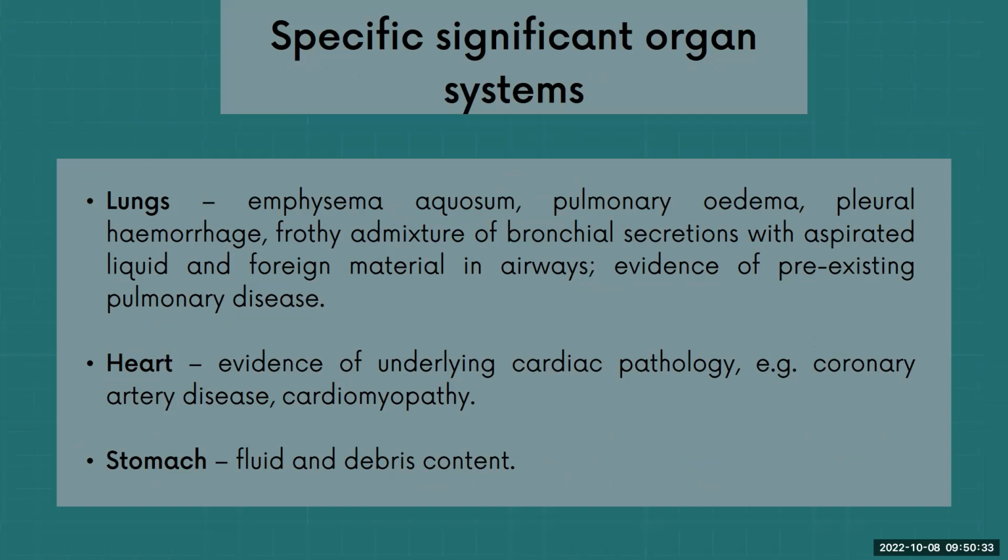So this is the primary yung tinitingnan po lagi sa autopsy, specific significant organ systems. Lungs: emphysema aquosum, pulmonary edema, pleural hemorrhage, frothy admixture of bronchial secretions with aspirated liquid and foreign material in airways, evidence of pre-existing pulmonary disease. Sa heart, evidence of underlying cardiac pathology, for example coronary artery disease or cardiomyopathy. Sa stomach, fluid and debris content. Next po.